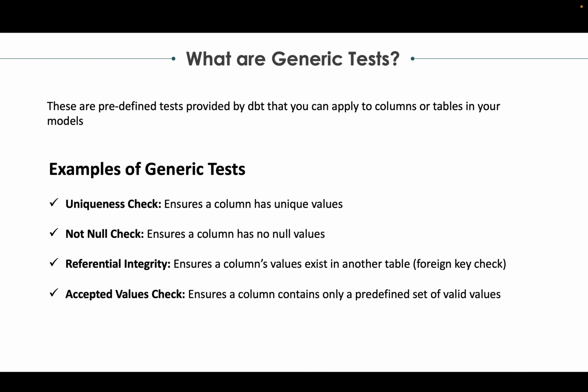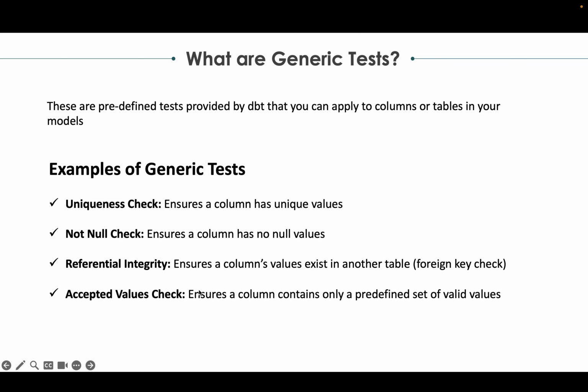We have the uniqueness check, so you can check to ensure that a column has unique values, and also a not null check just to make sure that a column has no null values. You can also perform referential integrity checks to ensure that a column's value exists in another table. This is kind of a foreign key check. You can do this using generic tests. And the last one here is the accepted values check, so you can ensure that a column contains a predefined set of valid values.